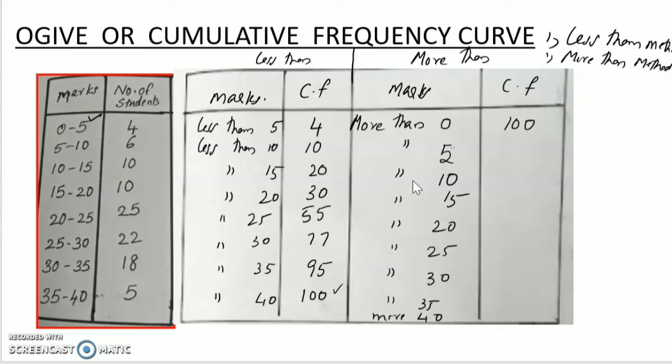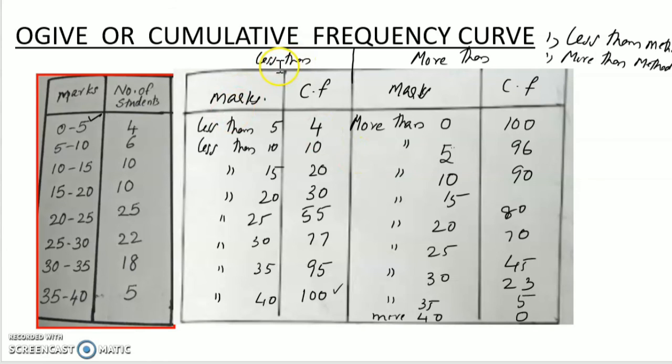The first cumulative frequency is 100, and after that 100 minus 4. Here, number of students, first case, more than 5 is 100 minus 4, that is 96. And again 96 minus 6, that is 90. In this way we will get the points like this: 80 corresponding to 15, then 70, then 45, then 23, then 5, then 0. Okay, now we have to draw these curves.